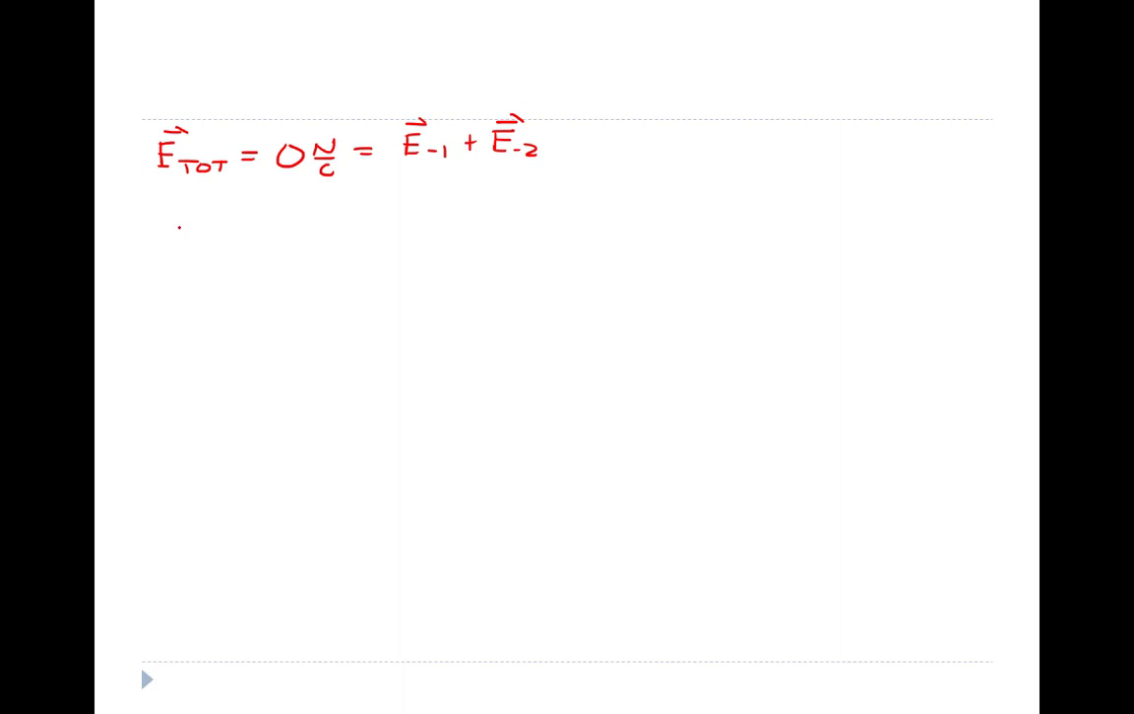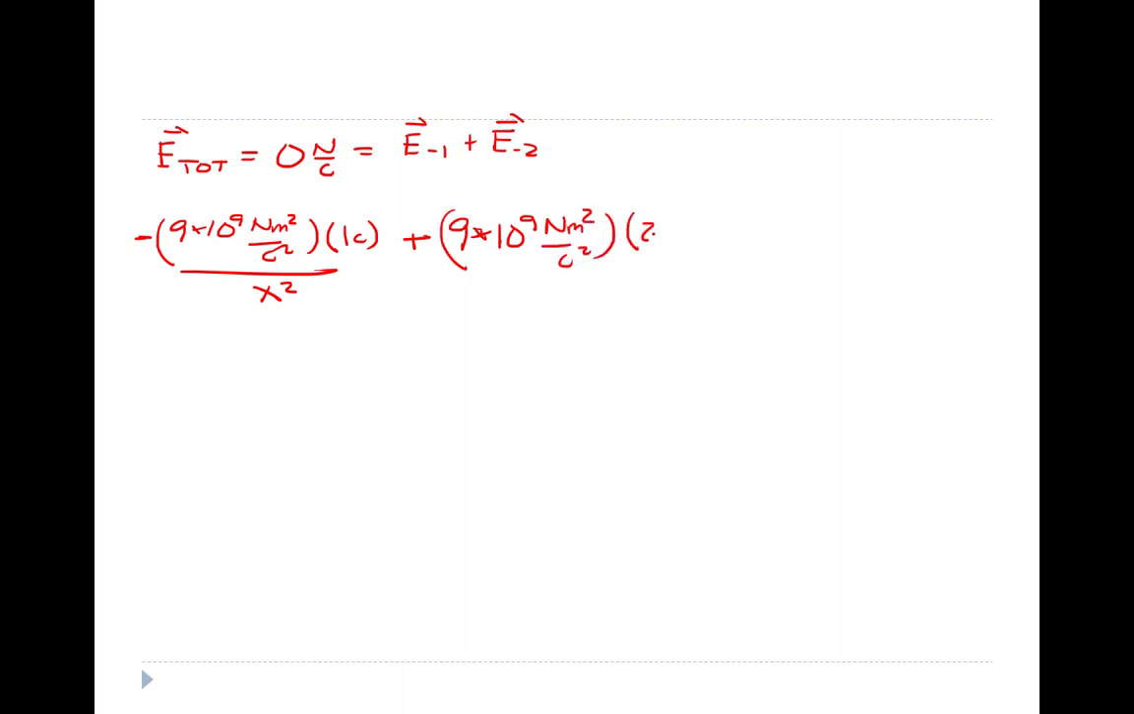So it's going to be 9 times 10 to the 9th newton meter squared per coulomb squared times 1 coulomb divided by x squared, with a negative sign out front showing its direction, plus 9 times 10 to the 9th newton meter squared per coulomb squared times 2 coulombs, all divided by (1 minus x) squared, and that has to equal 0 newtons per coulomb. A couple things to notice: I have a 9 times 10 to the 9th in both terms, and that equals 0, which means I can cancel it. Essentially, I'm dividing out the k.